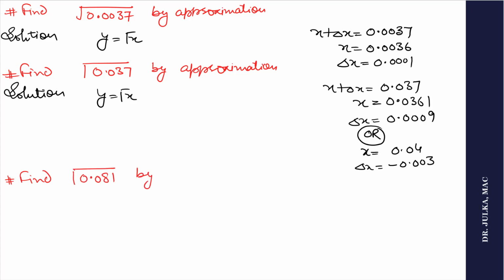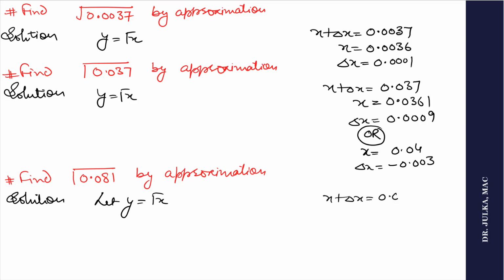Next example. Find square root of 0.081 using approximation. Again, here we have 0.081 up to 3 decimal places. We'll take up to 2 decimal places. Up to 2 decimal places, it is 0.08. What's the nearest value of that? It is 0.09. So we'll take x as 0.09 because square root of this is 0.3 and delta x is minus 0.009. Always take up to either 4 decimal places or up to 2 decimal places in the case of square root.